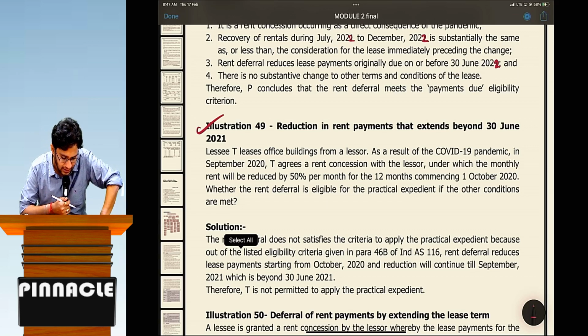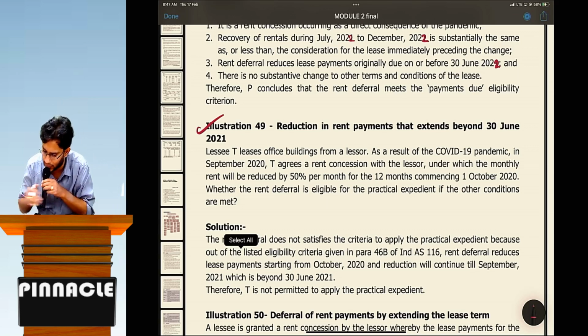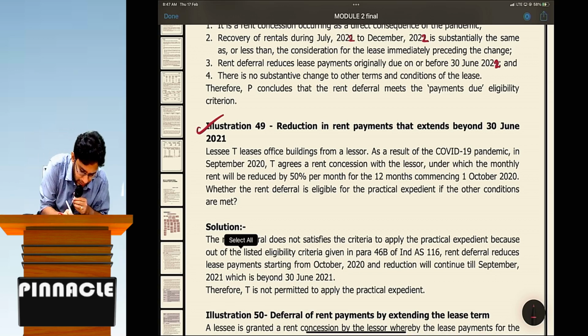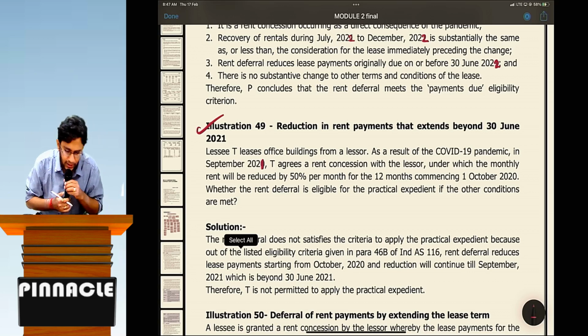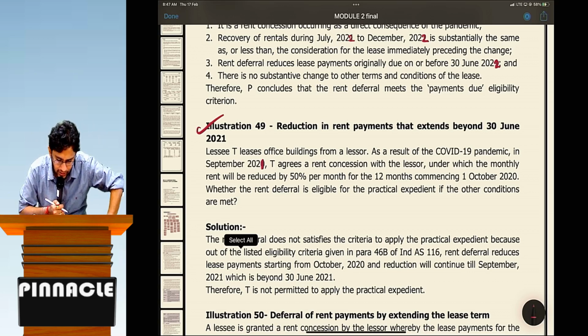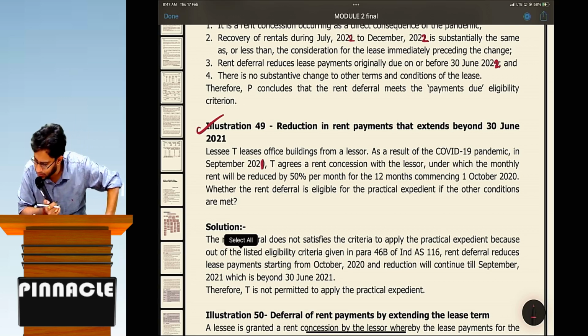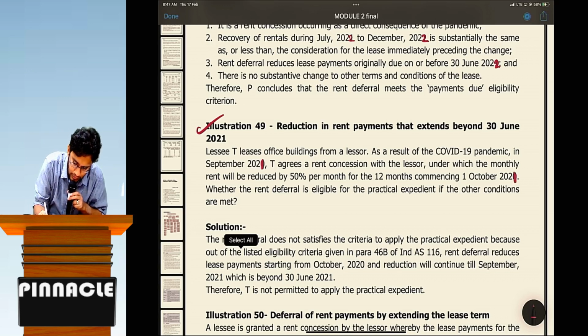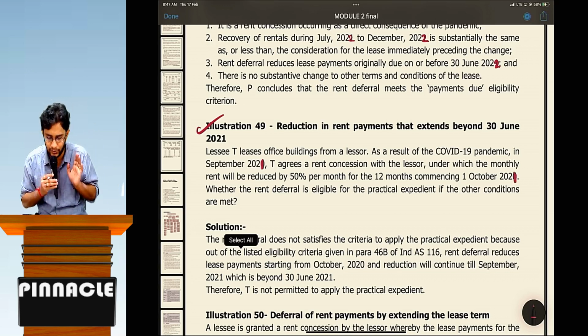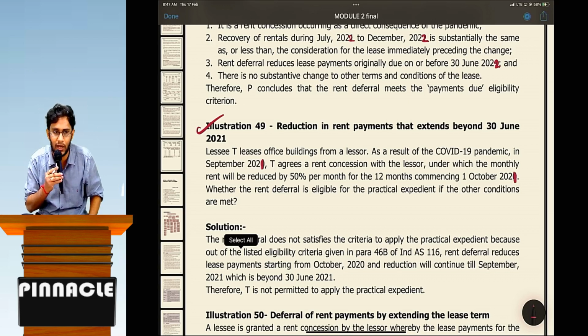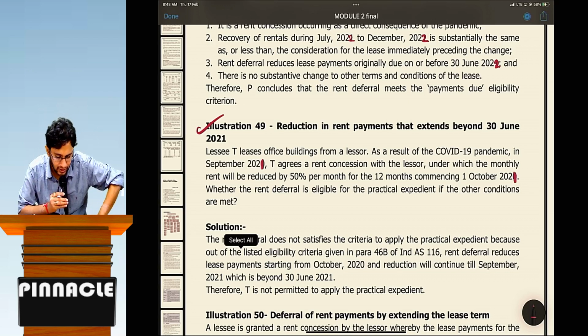Lessee T leases office buildings from a lessor. As a result of the COVID-19 pandemic in September 2021, please correct it, T agrees a rent concession with the lessor under which monthly rent will be reduced by 50% per month for 12 months commencing from 1st October 2021. Sir, from 1st October 2021, for the next 12 months, every month half rent only you have to pay. Whether this rent deferral is eligible for the practical expedient if other conditions are met?